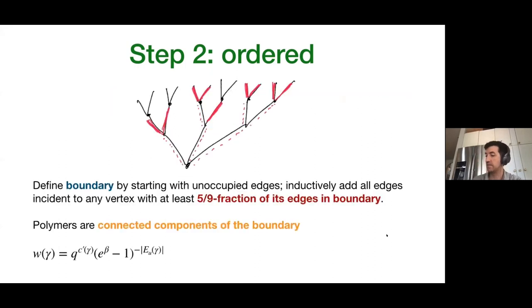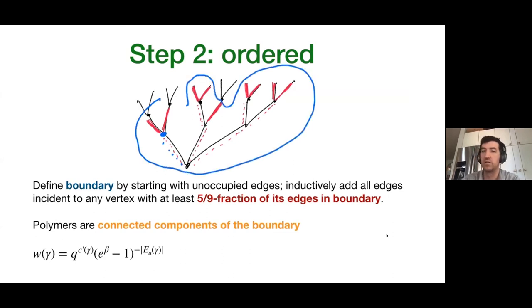And so the idea is the following. We start off with that as our definition, connected components of unoccupied edges. But then we say, if you look at a vertex, let's say here, and at least a 5/9 fraction of the edges are missing, then you add this dotted edge to the set of bad edges. And you do that inductively. So if we started with the red edges unoccupied, then we would have added all the dotted edges. And in fact, now this whole object becomes one polymer.